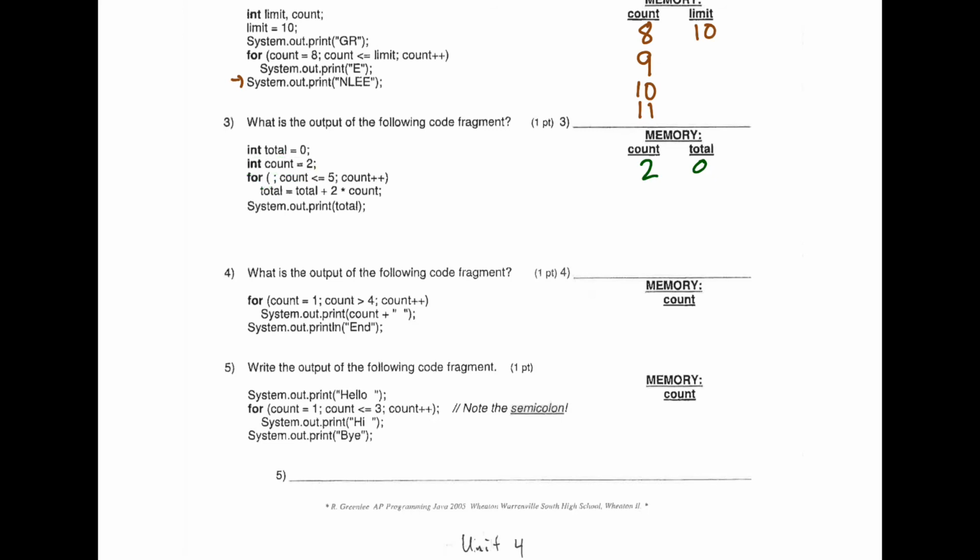All right, so is 2 less than or equal to 5? Yes, it is. So then we are going to run this line of code, which is going to say total, which is currently 0, plus 2 times count, which is 2. Order of operations is going to do the multiplication first. 2 times 2 is 4. 4 plus 0 is just going to be 4. And total becomes 4.